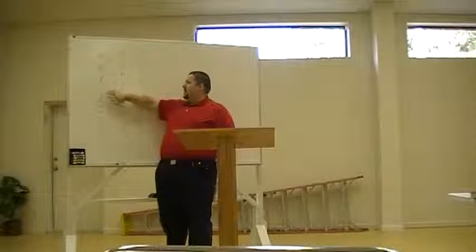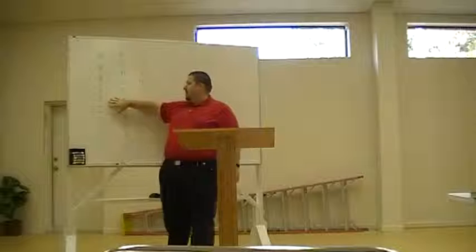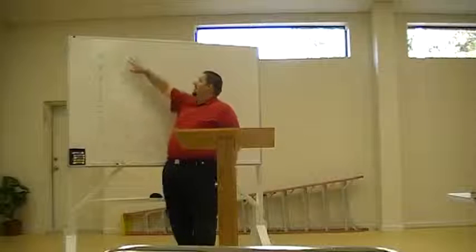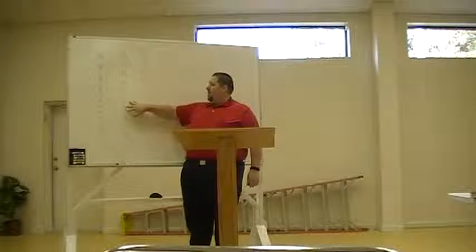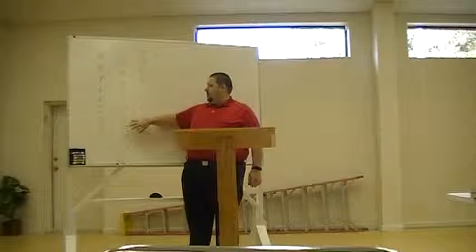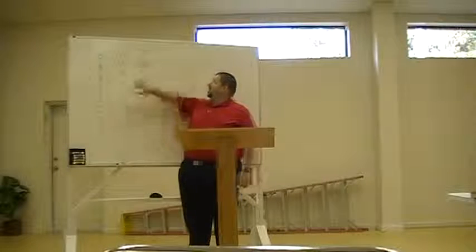Going over them again, we have alpha, beta, gamma, delta, you can say it with me, epsilon, zeta, eta, theta, iota, kappa, lambda, mu, nu, xi, omicron, pi, rho, sigma, tau, upsilon, phi, chi, psi, omega.